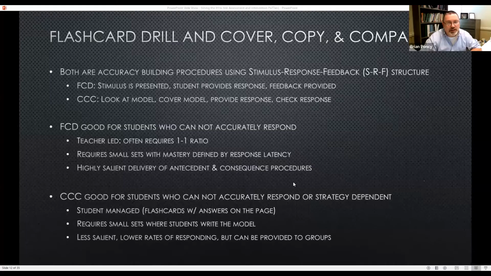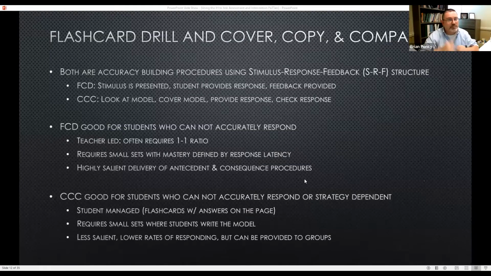So teacher-led often requires a 1-to-1 ratio. These are kids who, when you initially have to build a skill, come in with nothing. So your kindergarten, your first grade kids, you need to be so highly salient with your instruction.